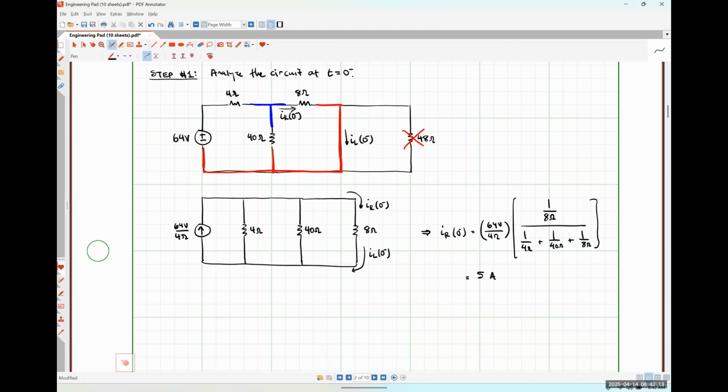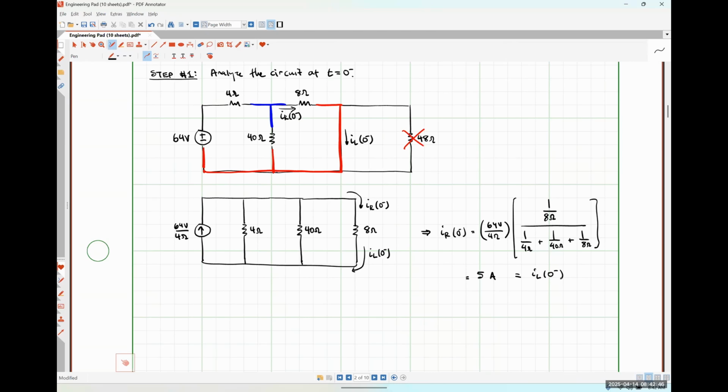if I did my current division correctly, or I know I did the current division correctly if I put it in my calculator correctly. So before we move on from here, can anybody else verify that this comes out to be 5 amps? I've got some thumbs up. And for what it's worth, we also know that this is IL at 0 minus. So before we move on from here, does anybody have any questions, comments, or concerns about the analysis we did? Yes, sir.